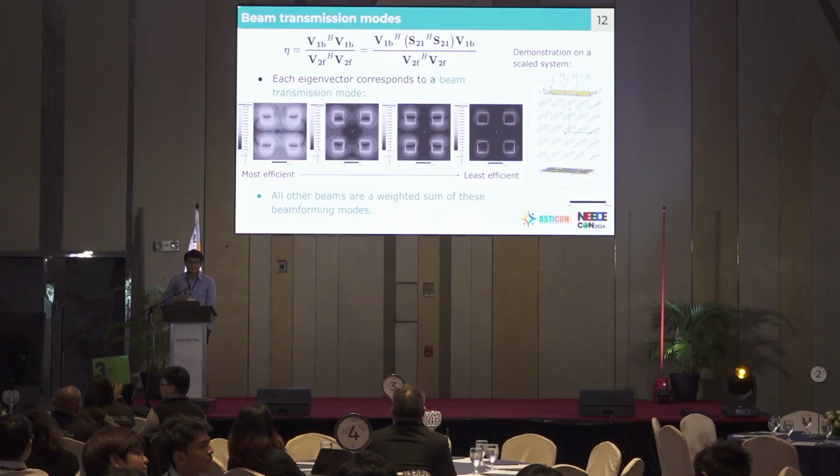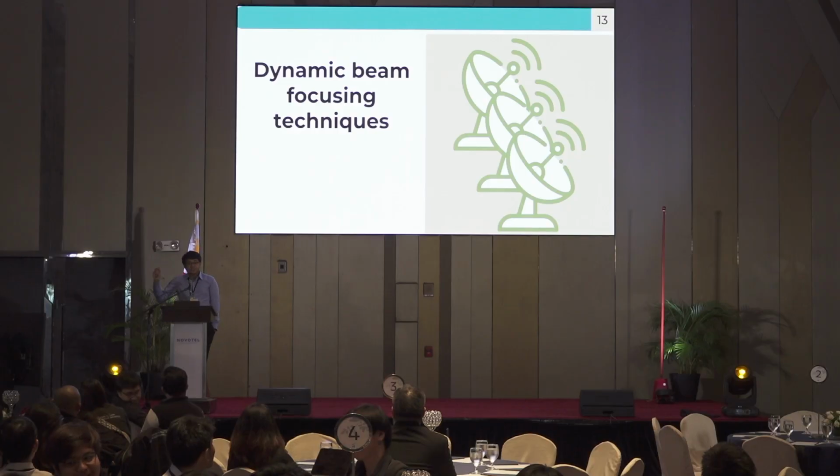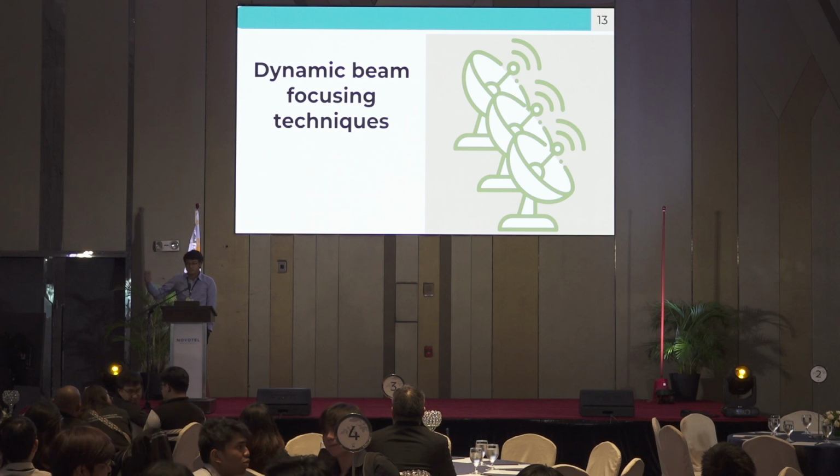If we're talking about eigenvalues, we have eigenvectors. With eigenvectors, we have transmission modes that we can define, and there's one eigenvector that maximizes the wireless power transfer efficiency. Now let's look at the techniques developed to find this maximum eigenvalue condition.